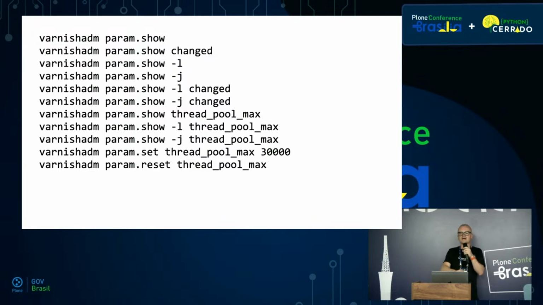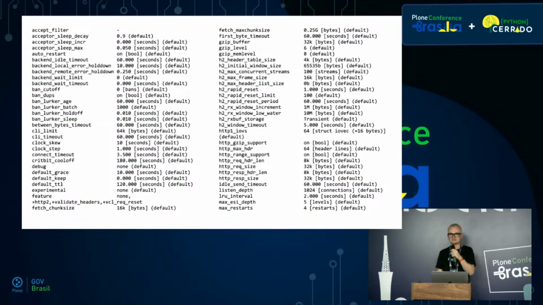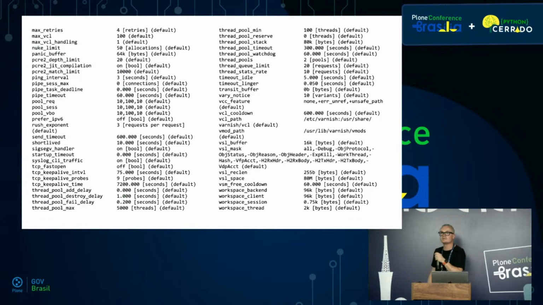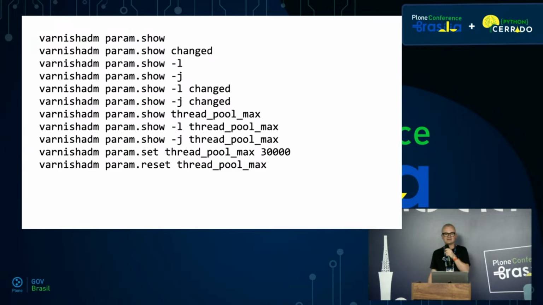Now, figuring out parameters can be done with this nice varnishadm binary that is installed on every Varnish server. You do param.show to show all the parameters. And this is what you get. There's a lot of them. I'm not going to go over them all. That's not the purpose. But you can do pretty interesting things like varnishadm param.show -changed to only see the parameters that are not the factory settings.